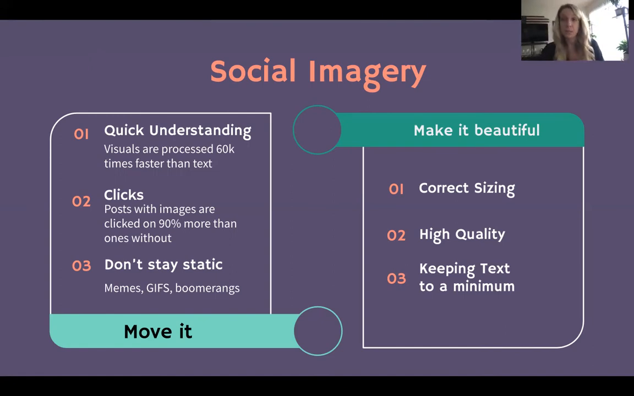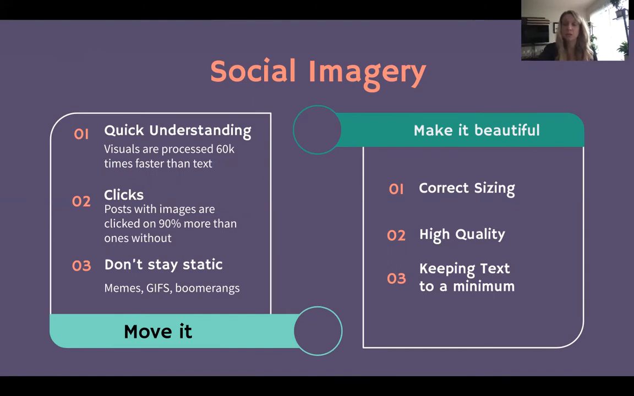So it's important to have beautiful images, but mixing it up with memes, GIFs, boomerangs, videos is a really important thing for a business or a brand, just to give different content and also have something that breaks up your feed as people are scrolling through it. And then something super important about any image that you use: correct sizing.